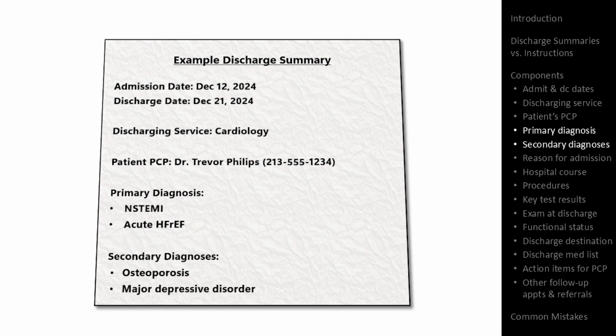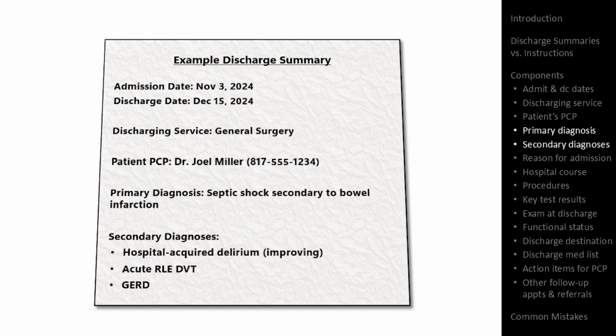Next is a patient discharged from cardiology with a non-ST elevation MI and acute heart failure with reduced ejection fraction. Secondary diagnoses are osteoporosis and major depressive disorder, which, unless further clarified, one would assume predated this particular admission. Here's a patient from general surgery. In this case, we have a primary diagnosis of septic shock secondary to bowel infarction. It would be equally fine to have listed septic shock and bowel infarction separately as two primary diagnoses, just as we could have said for the previous patient that the primary diagnosis was acute heart failure secondary to an NSTEMI.